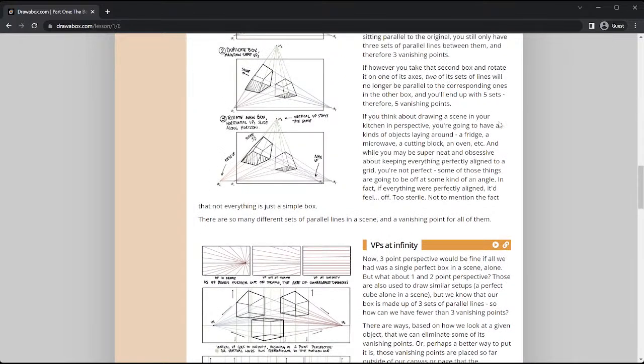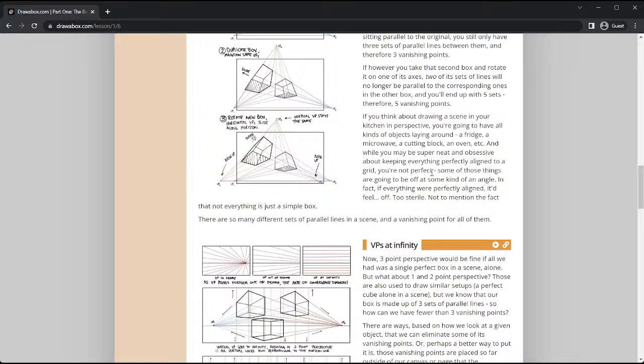If you think about drawing a scene in your kitchen in perspective, you're going to have all kinds of objects laying around: a fridge, a microwave, a cutting block, an oven. And while you may be super neat and obsessive about keeping everything perfectly aligned to a grid, you're not perfect.